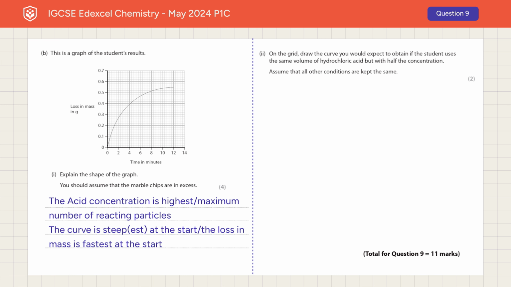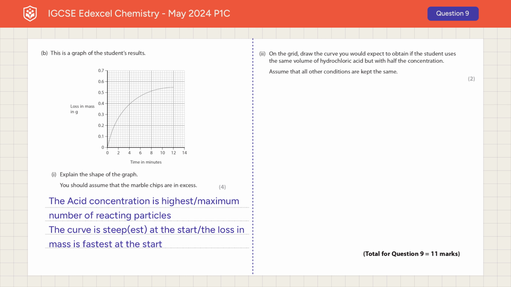Because the limiting reactant, in this case the hydrochloric acid, has been completely used up. Even though we have marble chips left, they were in excess, there's no more acid to react with, so the reaction stops. So this experiment gives us a beautiful way to track rate by measuring mass loss. The shape of the graph tells the whole story. A fast start due to high concentration, a slowdown as the acid is used up, and a stop when the limiting reactant runs out.